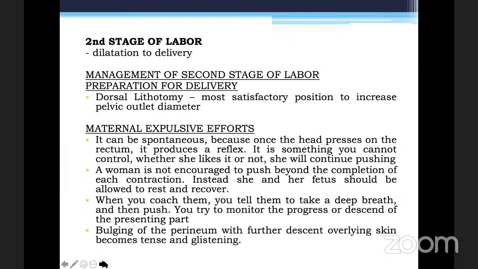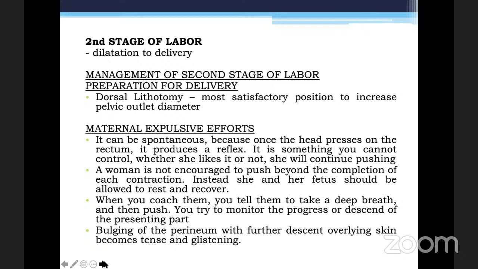Second stage of labor, dilation to the delivery. Management of second stage of labor, preparation of the delivery. Dorsal lithotomy position, most satisfactory position to increase pelvic outlet diameter. Maternal expulsive efforts can be spontaneous because once the head presses on the rectum, it produces a reflex.